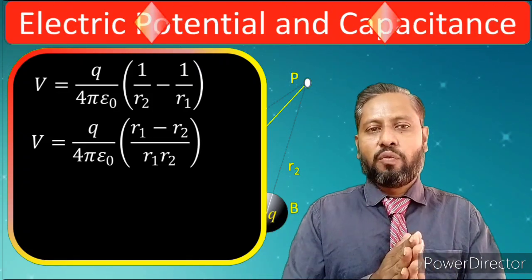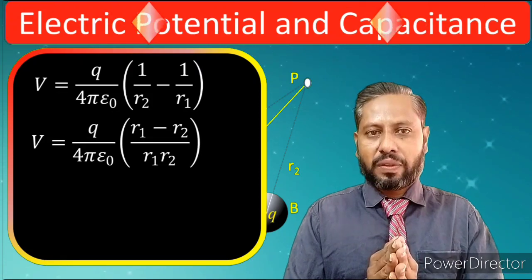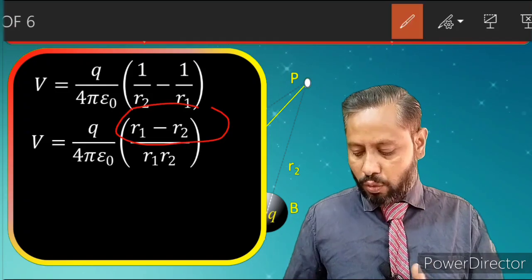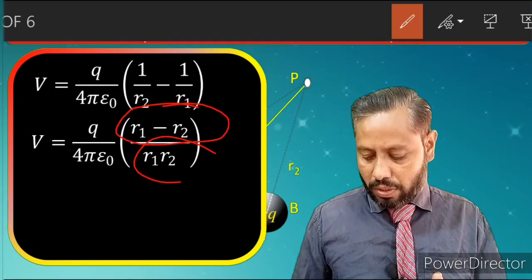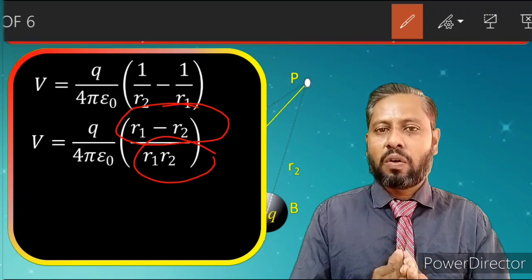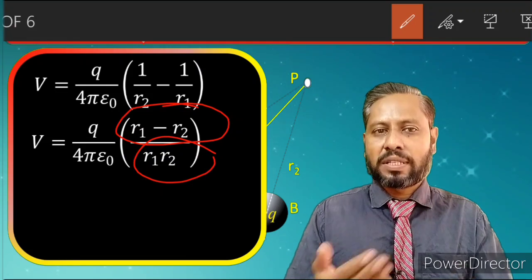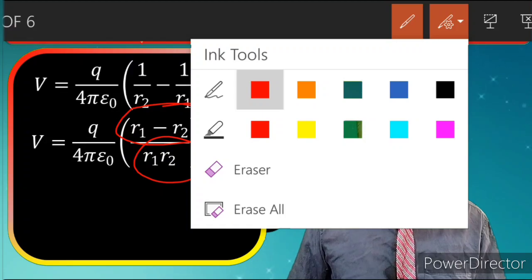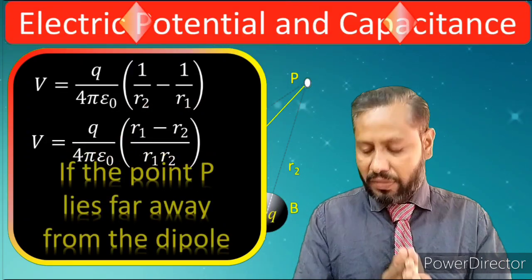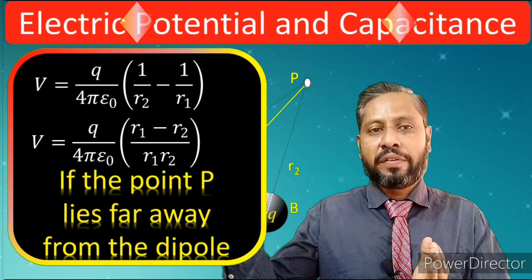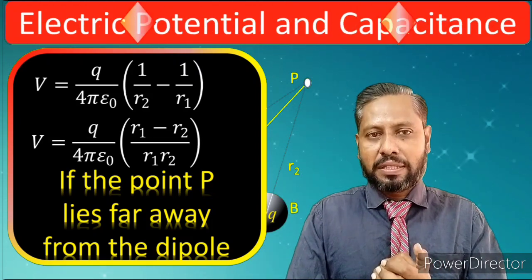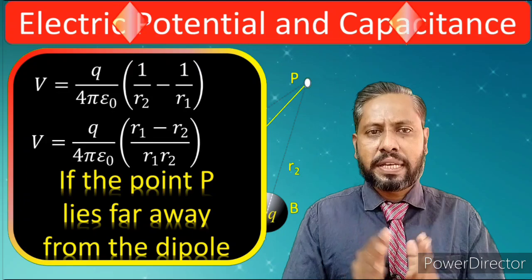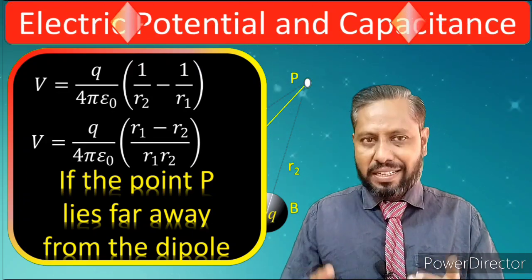Now from here onwards we want to solve this equation, and to solve it we can make use of some approximations. By using the approximations we will try to estimate the values of r1 minus r2 and r1 into r2. These two values we have to obtain by using the concept of approximations. Now what are the approximations? The first thing is that let us assume that the point P is lying far away from the dipole. Far away in the sense that the value of r is very much greater than 2a, or say a. So in that case, see now here.